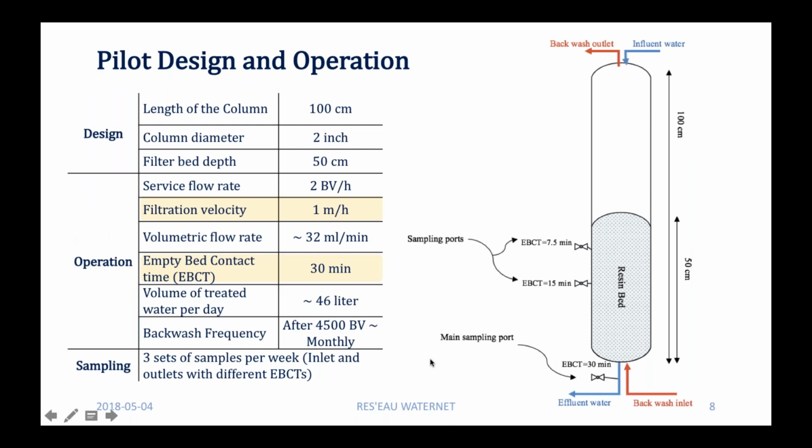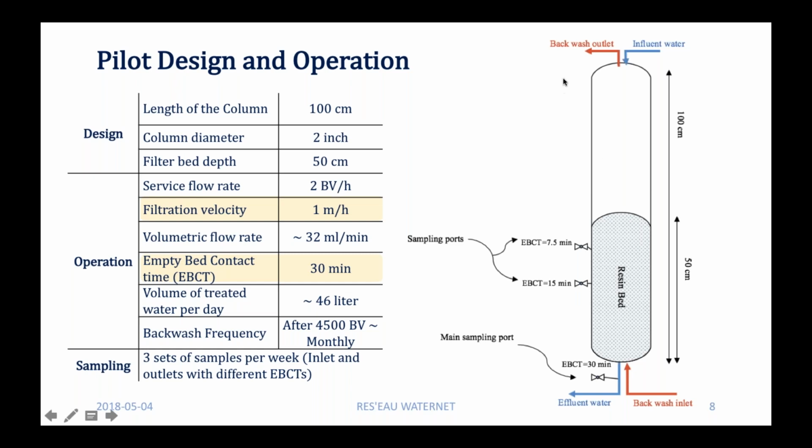So we designed two same packed bed columns which are operating at a total empty bed contact time of 30 minutes and the filtration velocity of 1 meter per hour. This schematic demonstrates the column, which is 1 meter tall and half of it is filled with the ion exchange resin. 3 different sampling valves are available for taking samples at 3 different residence times, or empty bed contact times, like 7.5, 15, and 30 minutes.